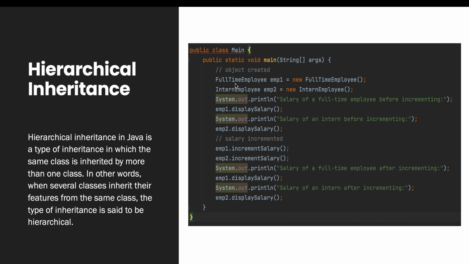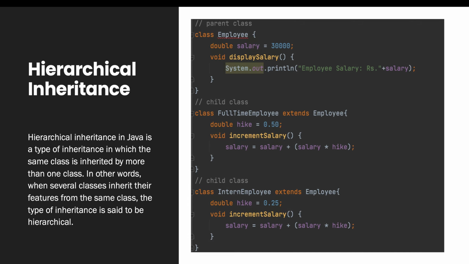And again, similar to the full-time employee, we have created the intern employee type E2, like EMP2, and then we are calling display salary. So this is the salary of the intern before incrementing, right? And then we are calling the employee E1 incremented salary. E1 is nothing but the full-time employee. So after calling this, the salary value will be incremented, right? That's what we have seen here.